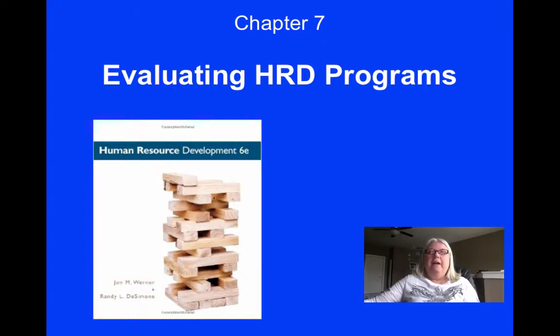We spent the prior 3 chapters talking about needs assessment, designing a program, implementing a program, and now the final phase we're going to talk about is evaluating a program. And of the phases, this is probably the most important.